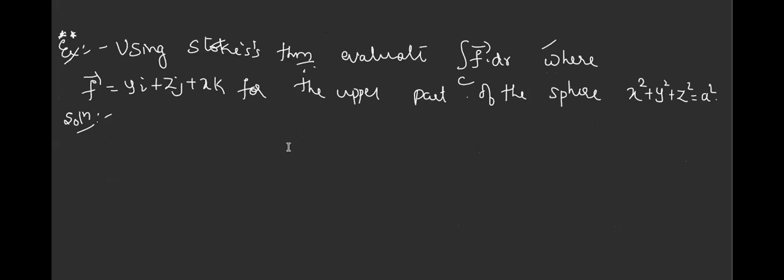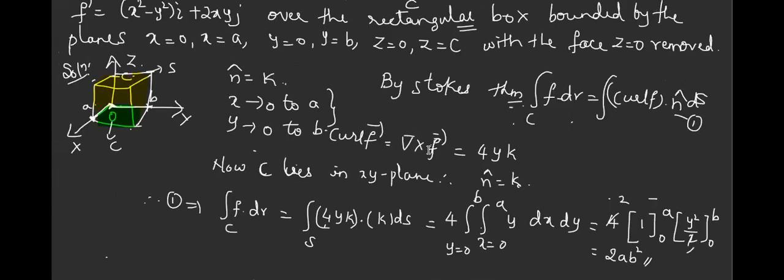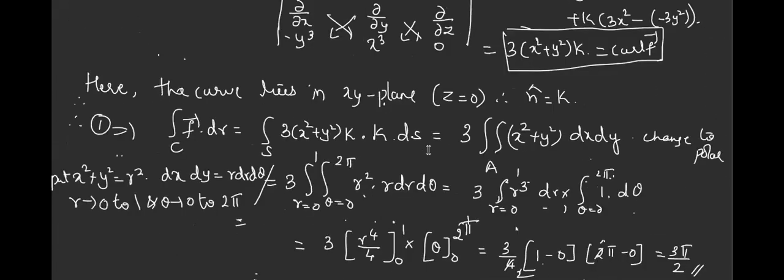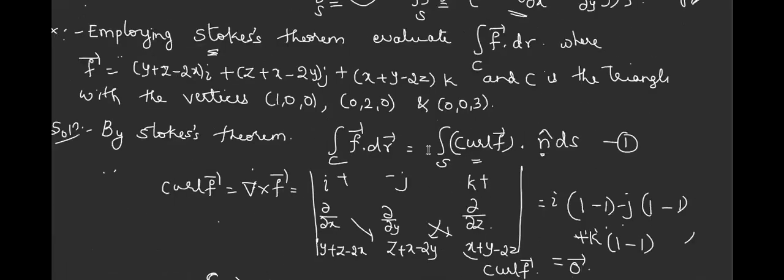Use Stokes theorem to evaluate integration f dot dr where f equal to yi plus zj plus xk for the upper part of the sphere x square plus y square plus z square equal to a square. Just mark it with star because this is one of the typical examples, because I'm just going to use the concept which is given here, this point 3.